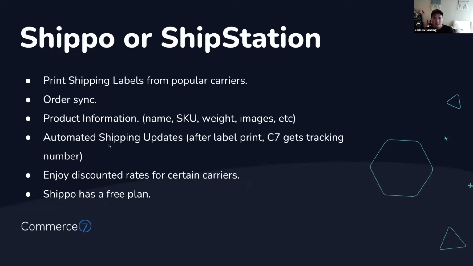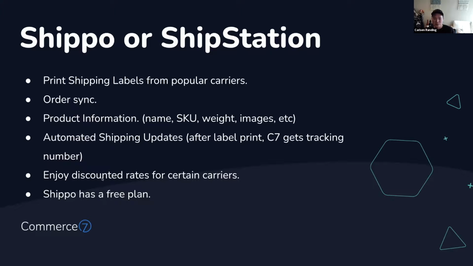It also has an automated shipping update functionality. So after you print the label, you generate a tracking number, and that tracking number gets pushed back into Commerce7, and then we'll know that that package has been fulfilled once you've printed the label. And it will trigger the order shipment confirmation email, just like if you were getting the tracking number from Ship Compliant.